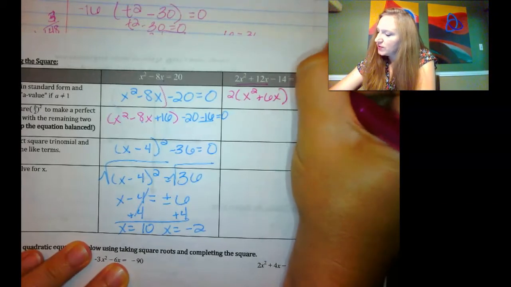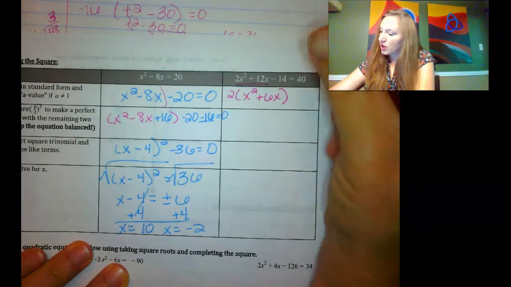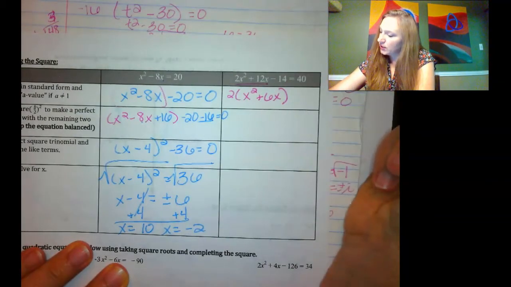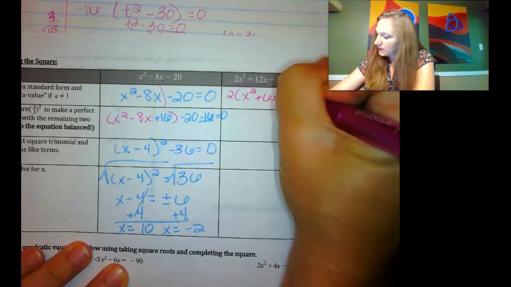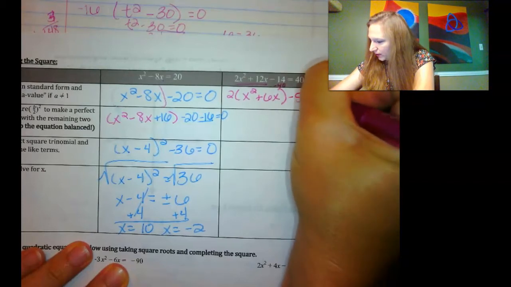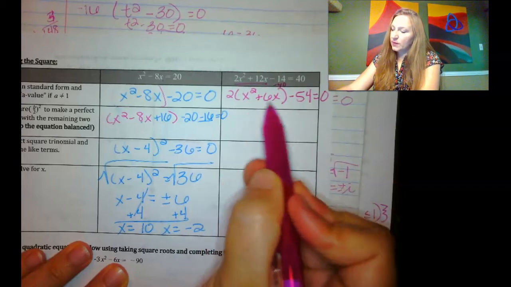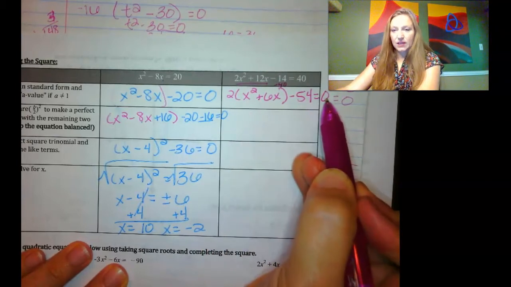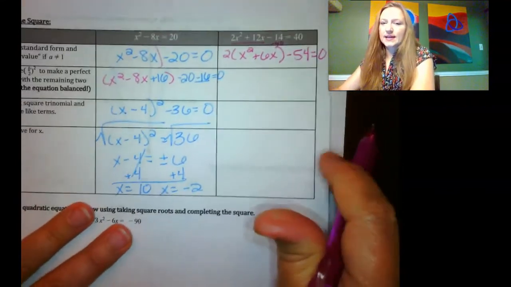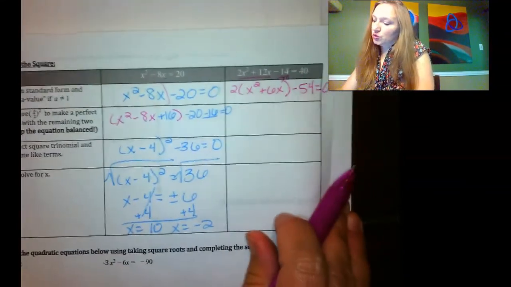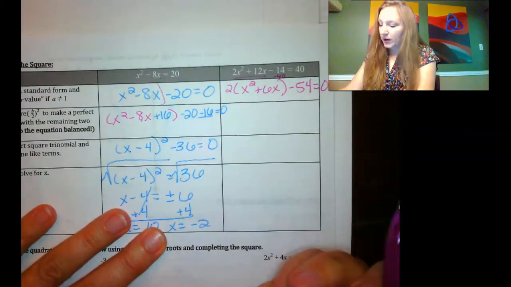And I also notice that it's not equal to 0, and I would like it to be equal to 0 to be able to solve. So I'm going to minus the 40 over here. So when I minus 40, that's going to combine to be a negative 54 equals 0. Okay, so now I have a as 1 in my parentheses here, and I have it equal to 0. So that was my first goal. All right, next goal is I want to complete the square. I want to make this into a perfect square.